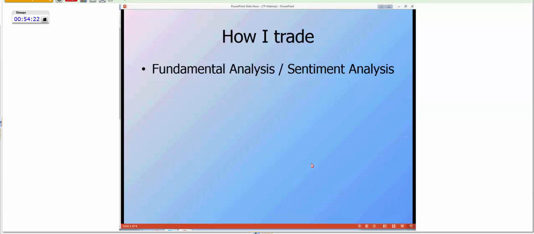So what we're going to do is look at the two types of analysis that we need to use. This is what I use. I use something called fundamental analysis and something called sentiment analysis. Now, we're going to go through each type.